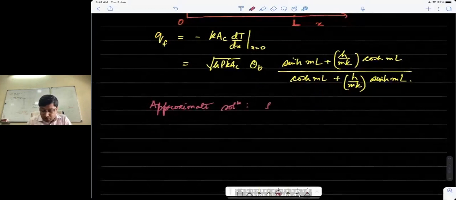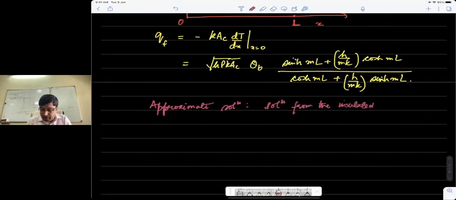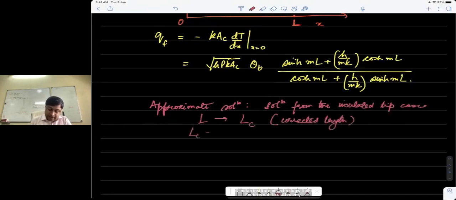So we use the solution from the insulated tip case, and we just replace the length there, the length that was coming in, we replace that by sort of like a corrected length. So this corrected length is the actual length plus some correction which happens because of the tip area by the perimeter.